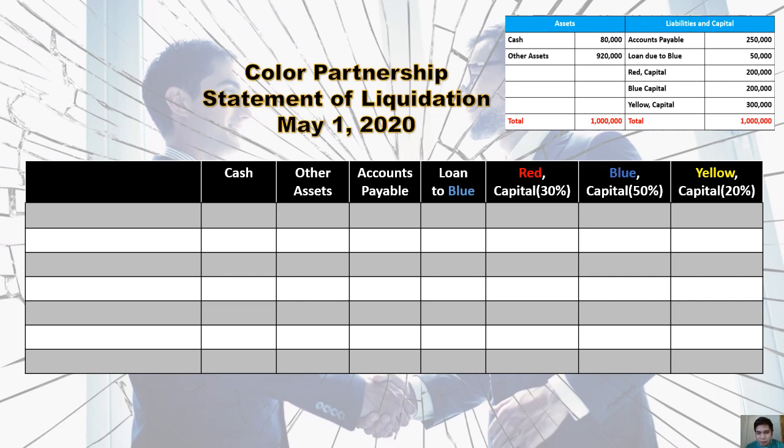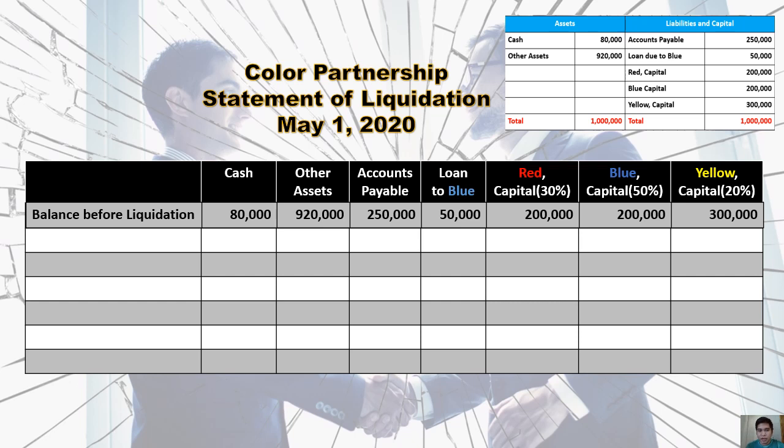Then, mas maganda ilalagay po natin yung profit and loss ratio sa capital para in case meron tayong loss or gain na i-recognize, madali natin silang ma-distribute. Blue capital, 50%, Yellow capital, 20%. Basically, ang gagawin nyo lang po sa statement of partnership liquidation, ilalagay lang po natin yung mga balances based dun sa balance sheet na meron tayo. So balances before liquidation: 80,000 cash, 920,000 other assets, 250,000 accounts payable, 50,000 loan to Blue, Red capital 200,000, Blue capital 200,000, Yellow 300,000 pesos.